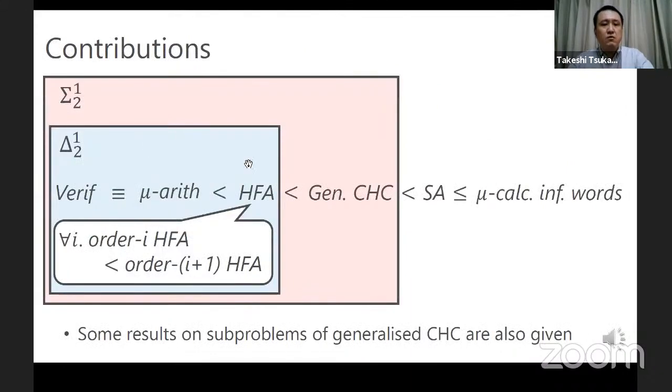Okay. And we also study the hierarchy inside this problem. Because this is higher order logic, there's a hierarchy given by the order of types used in the program or used in the logic. And we show that increasing the order of formulas makes the problem structurally harder.